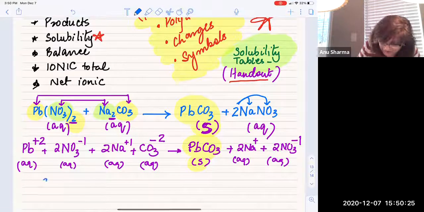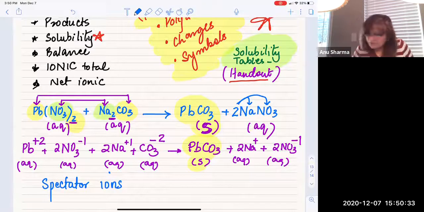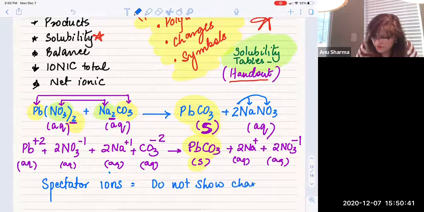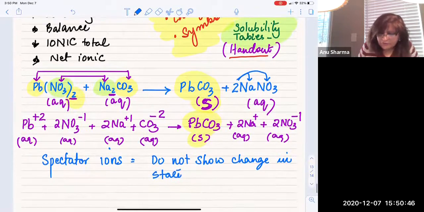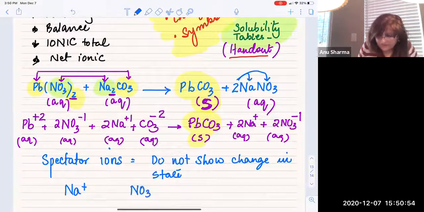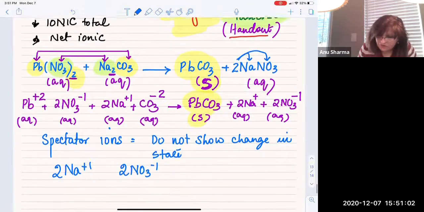Anyways, so now we have the spectator ions. Which are spectator ions? Spectator ions are the ones that do not show change in state. So which ones are those, do you see here? Sodium ions and nitrate ions. But how many? How many sodium? 2 sodium, sorry. And 2 nitrates.